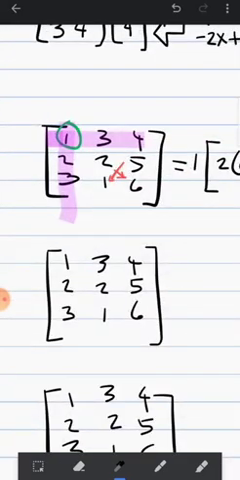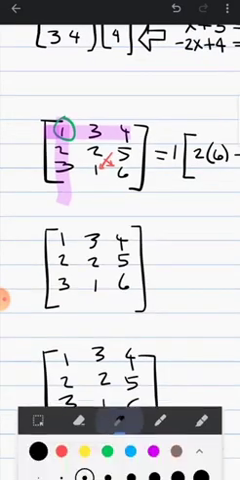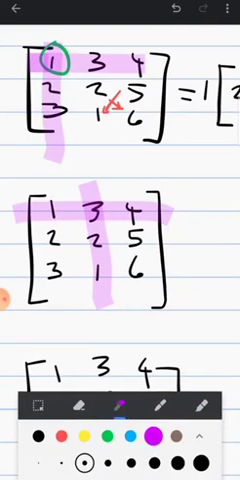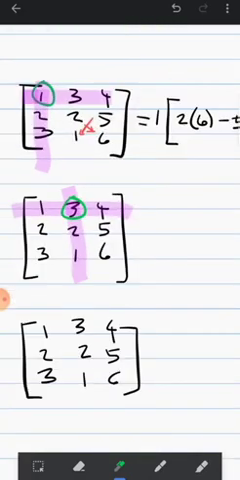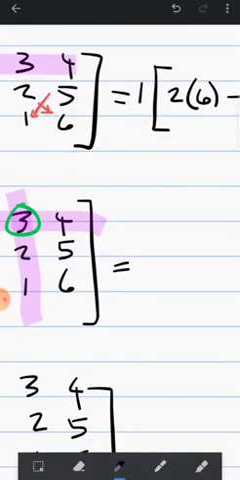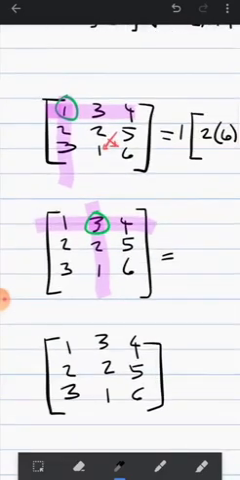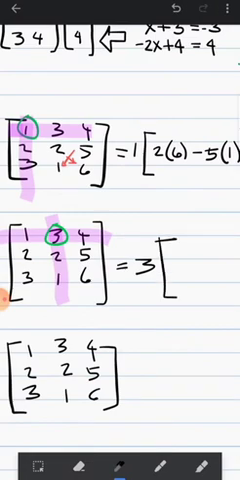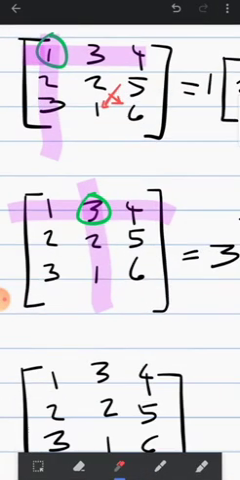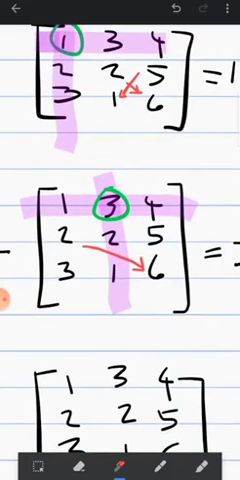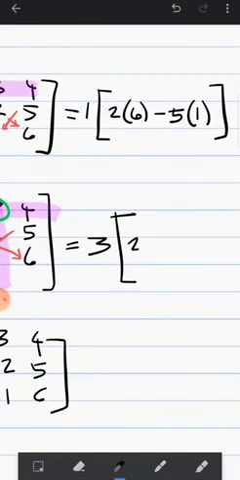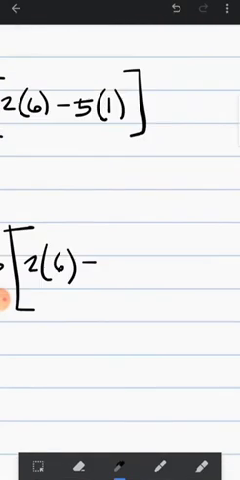So after you do the first column and first row, you move to the second column and first row. So the number that intersects is 3. So you write 3. You subtract this from this term. So you write 3 and then multiply this one, 2 and 6, and then minus 5 and 3. I hope you see that. 2 times 6 minus 5 times 3.